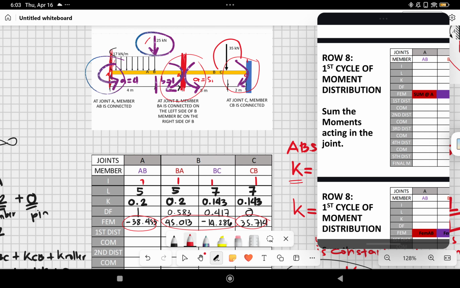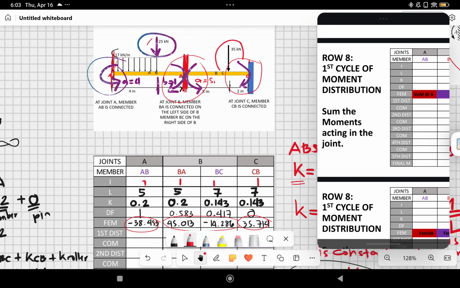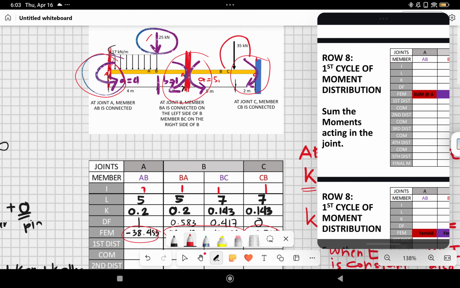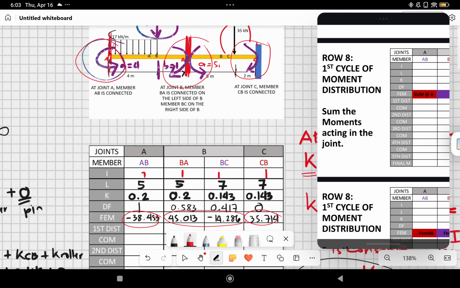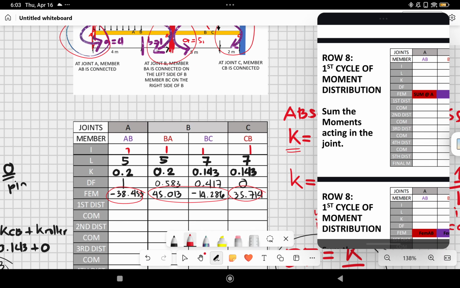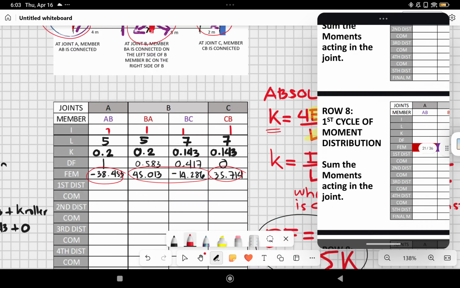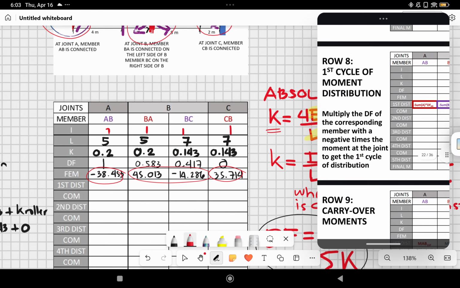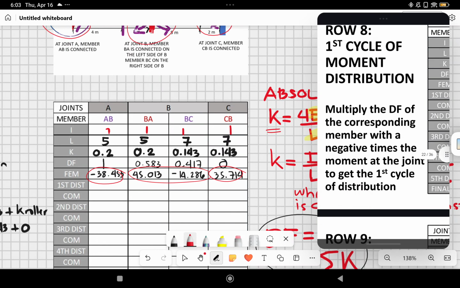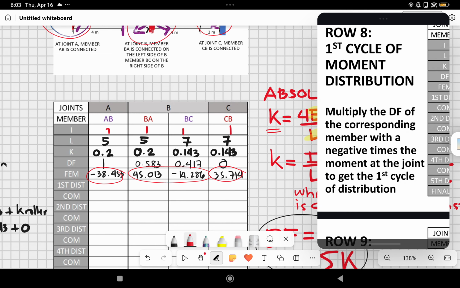Okay? So first, what we need to do, for example with this one, is we just sum every moment acting at the joint. If it is alone, then it is just itself; if it is alone, there is nothing to sum. Just copy-paste. What we need to do is apply a negative sign. Okay? So it says, multiply the DF of the corresponding member with a negative times the moment at the joint to get the first cycle of distribution.